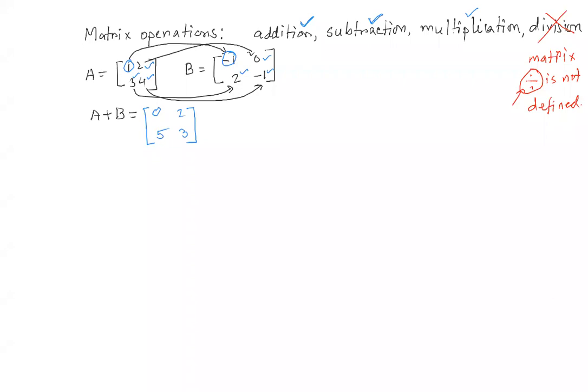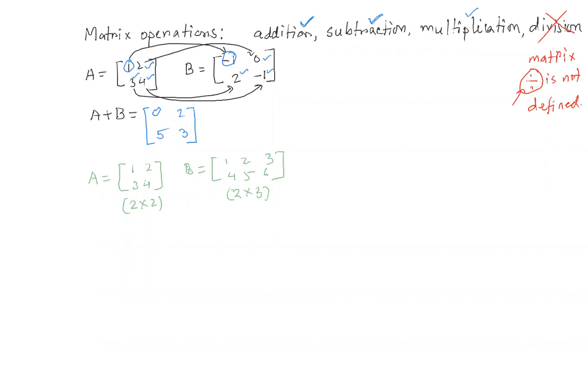Now, what if I were to give you this example? Then you'd be saying, it doesn't make sense. If I give you A is equal to 1, 2, 3, 4, and B is equal to 1, 2, 3, 4, 5, 6. Adding these two matrices probably doesn't make sense because this is a 2 by 2 matrix, okay? This is a 2 by 3 matrix. Their dimensions are not the same. These two matrices do not have the same dimension.